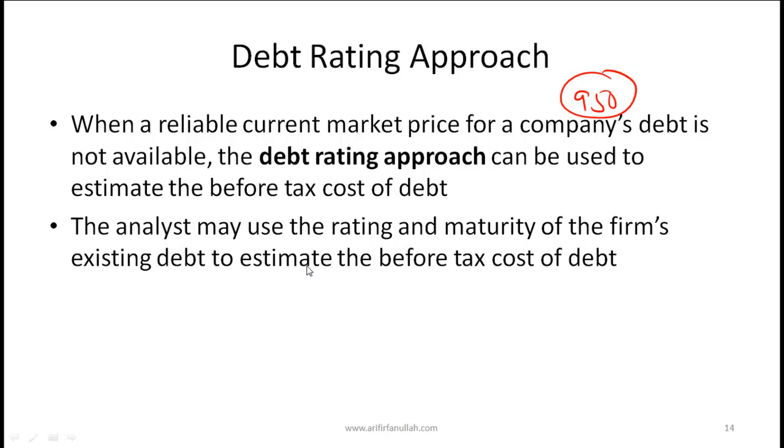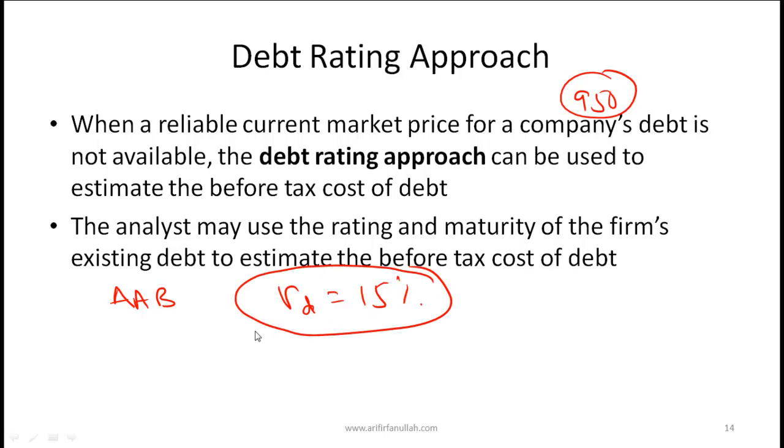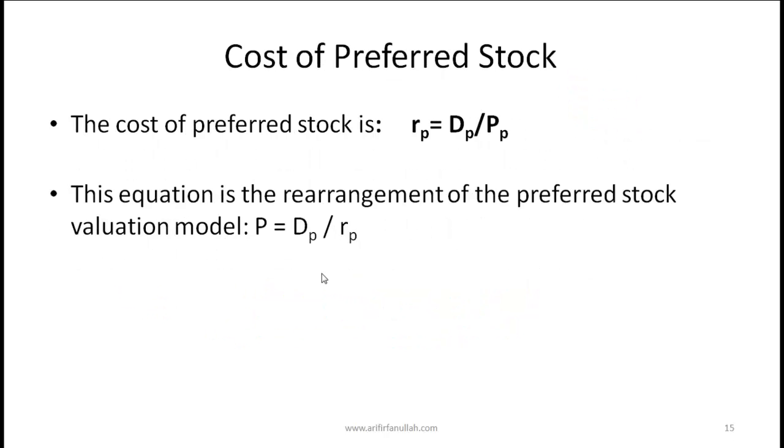So what you can say is, let's say that the rating on your company's debt is currently AAB, and you can see that in the market other bonds with the similar rating and similar maturity have a cost of debt equal to 15%. Then as a proxy you can use 15% for your cost of debt. Now let's talk about the cost of preferred stock.